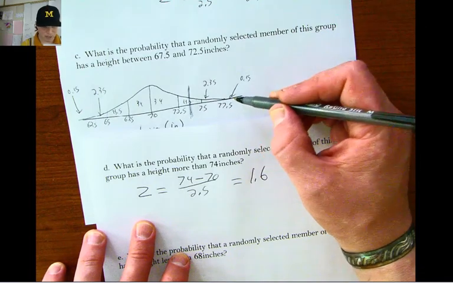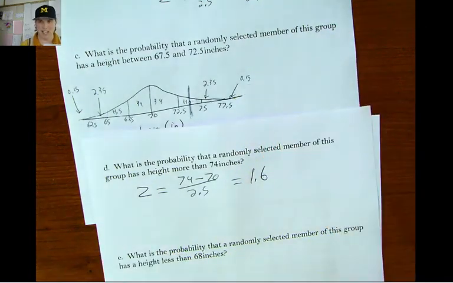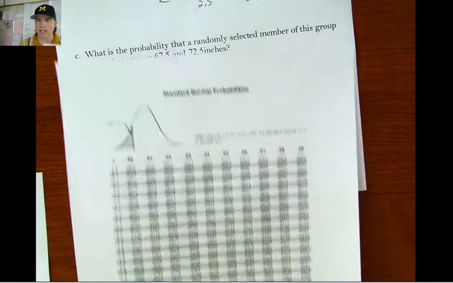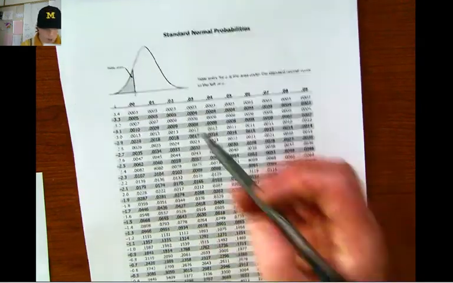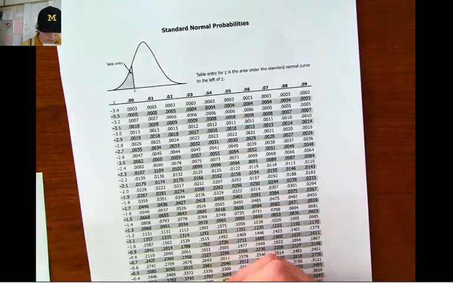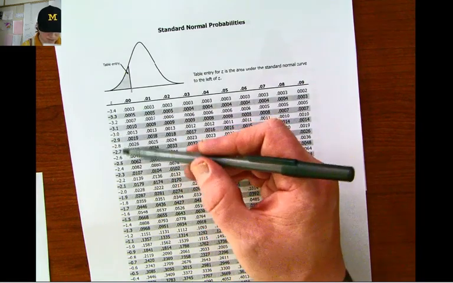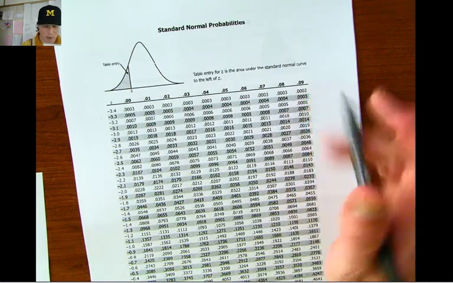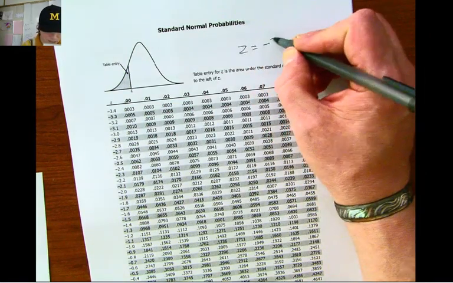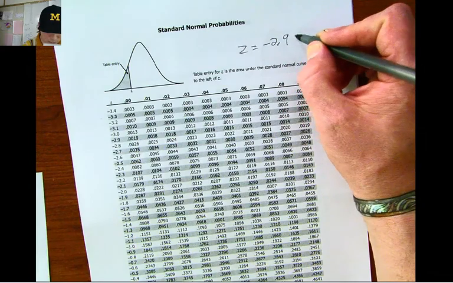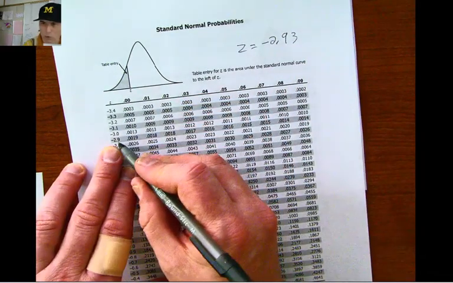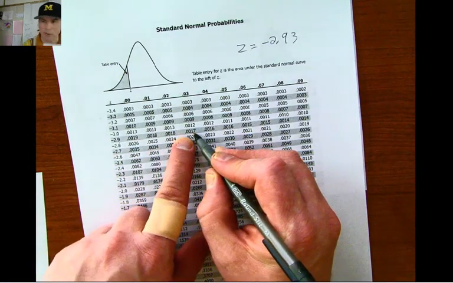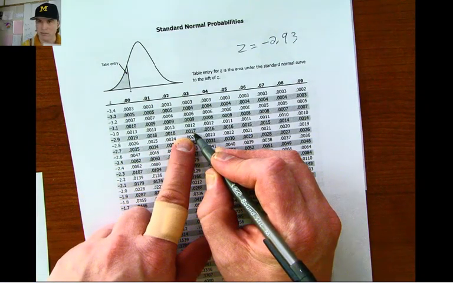Alright, this is where it gets tricky, because we're going to bring a z-table into the formula. And how do we use a z-table? Well, over here are z-scores for the unit and then a tenth, and then over here it goes to a hundredth. So if I wanted to find a z-score of negative 2.93, I have negative 2.9 here, and then I go to 3, so negative 2.93 would be 0.0017.